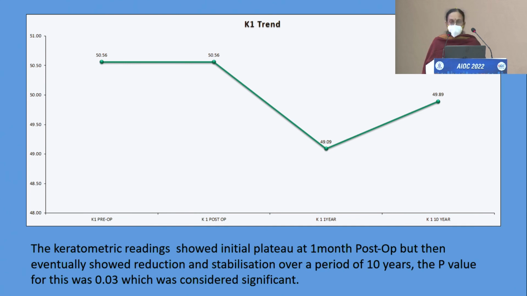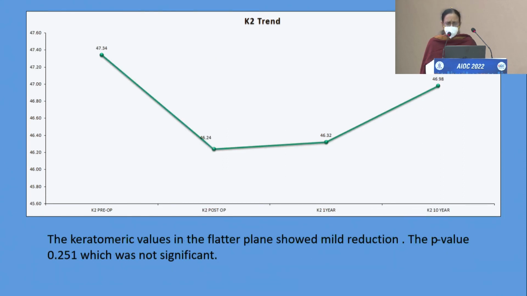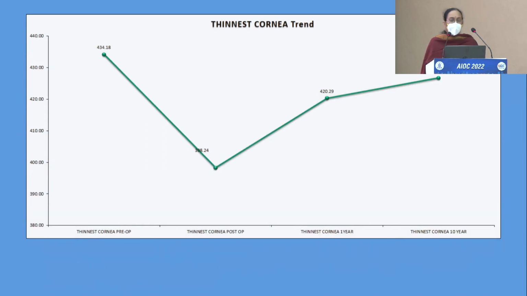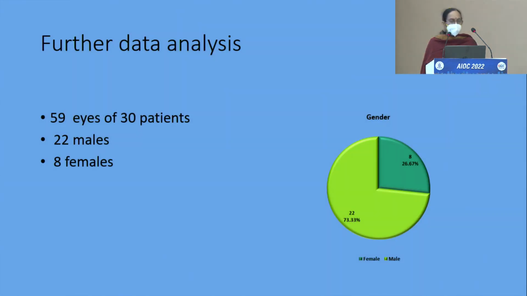Actually, we found that in the initial first month, there was a lot of improvement in the K1. And then after 3 months, it was further improved. But at the end of 1 year, it seemed to come back to the original level. The K2 did not seem to show much improvement. And the thinnest cornea we found was stabilizing there.